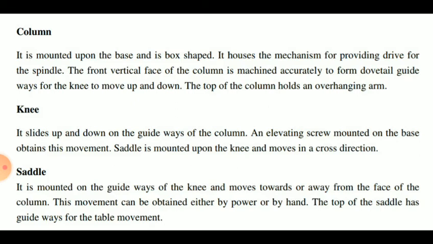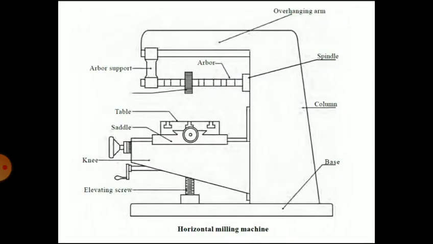Then the next part is the column. It is the main supporting frame mounted vertically on a base. The column is box shaped and heavily ribbed inside. It has a driving mechanism for the spindle and table feed. So it is a box like structure and it has a driving mechanism for the spindle and table feed.